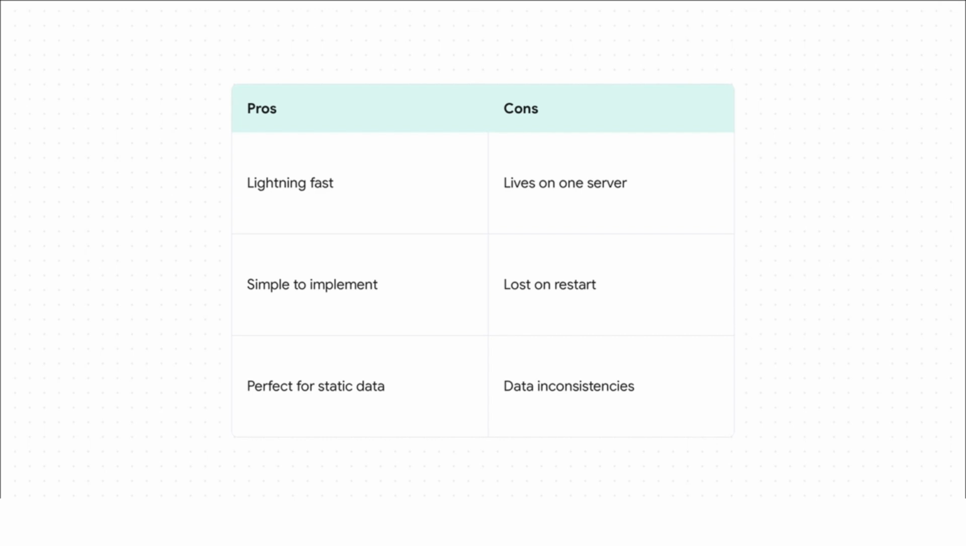But the cons? They're pretty big. See, that data only lives on one server. So if you have multiple servers, they can get out of sync. And the real kicker? If that server restarts for any reason, poof, the cache is completely gone.